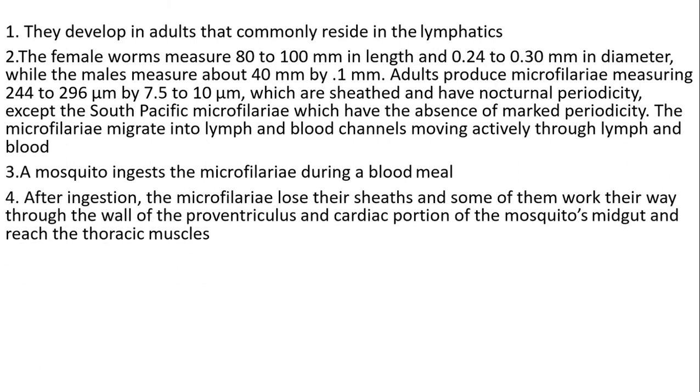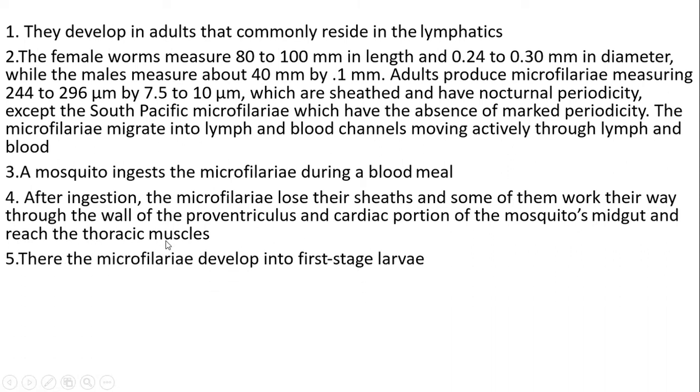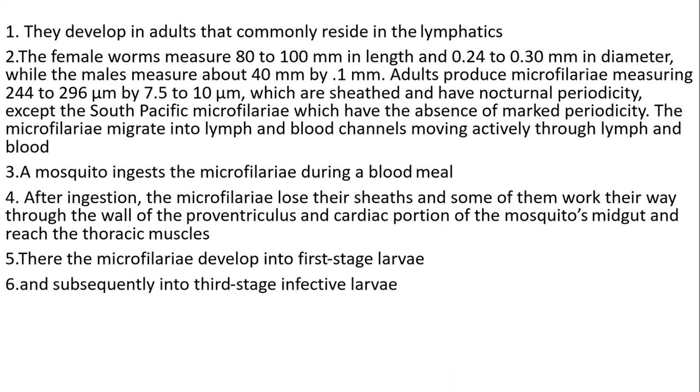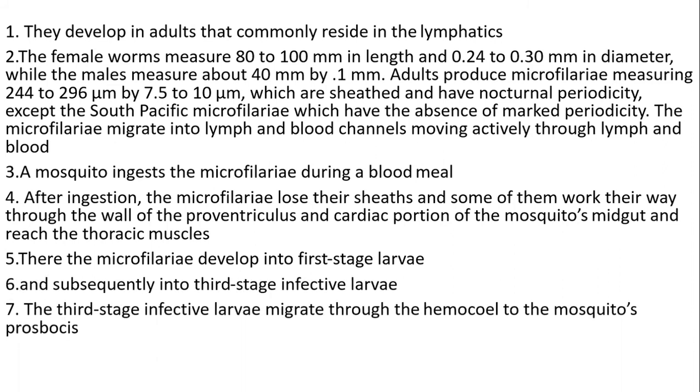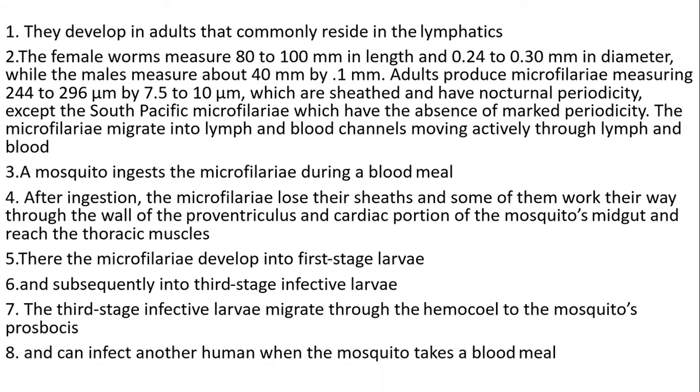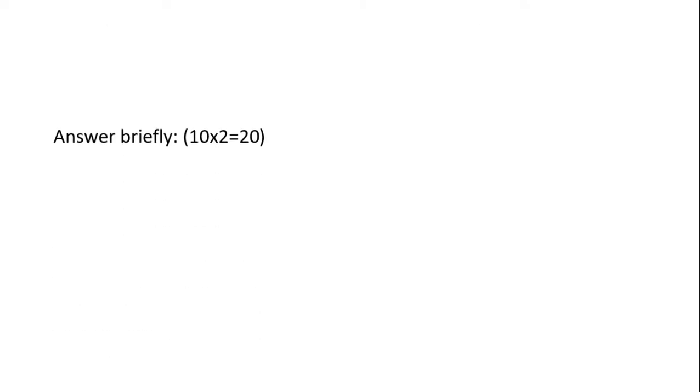And after ingestion, the microfilariae lose their sheath and some of them work their way through the wall of the proventriculus and cardiac portion of the mosquito's midgut and reach the thoracic muscles. The microfilariae develop into first-stage larvae and subsequently third-stage infective larvae. The third-stage infective larvae migrate to the mosquito's proboscis and can infect another human when the mosquito takes a blood meal.